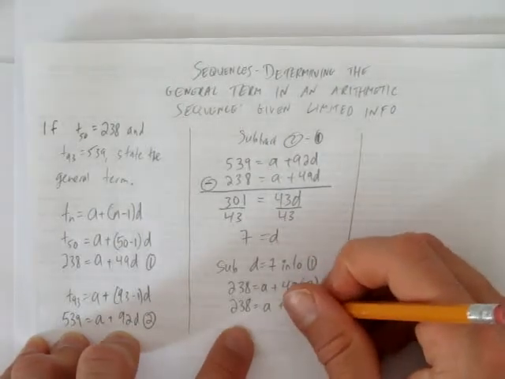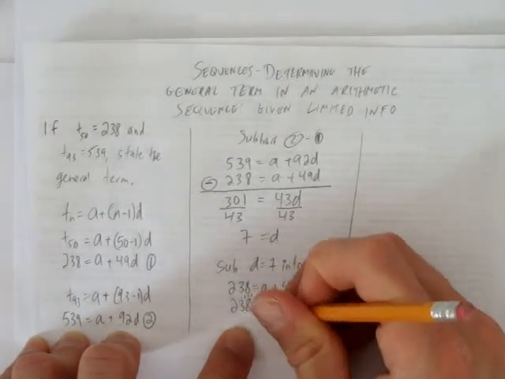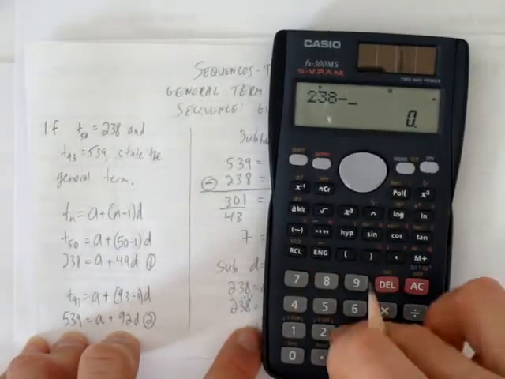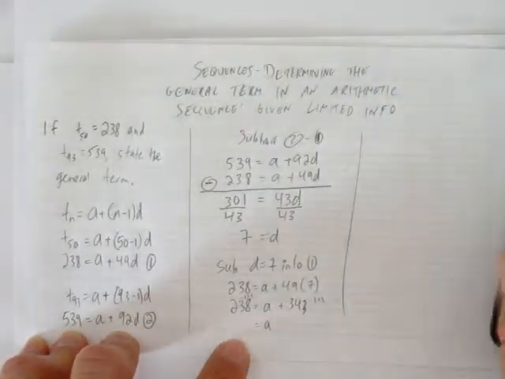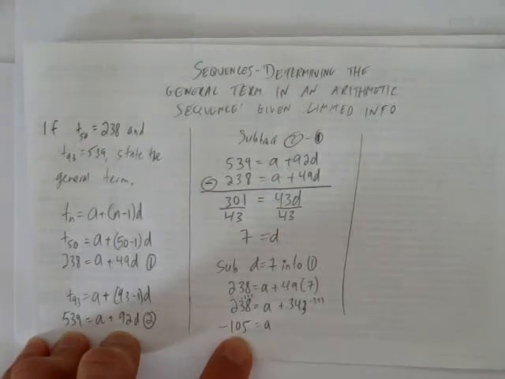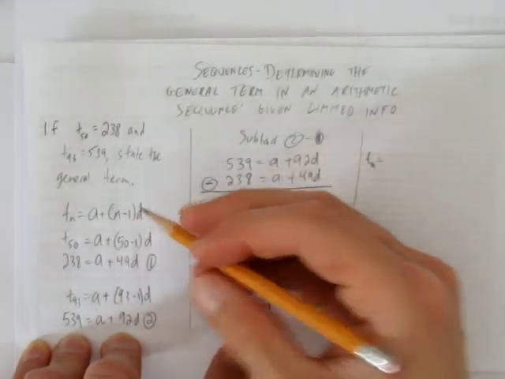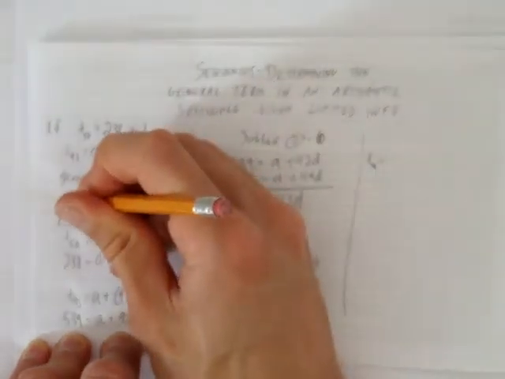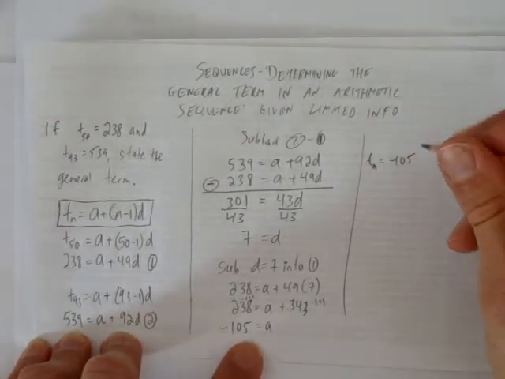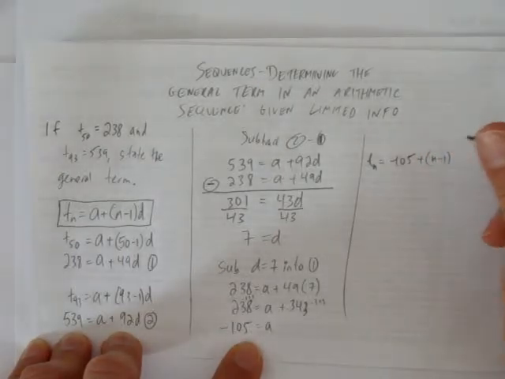And how do you get a by itself? Simply by doing the opposite of what's happening to a. It's a plus 343, so I'll subtract 343 both sides. And a equals 238 minus 343. So a equals negative 105. Our goal was to get the general term. So what's the general term? Tn equals, we'll use this formula, put a nice box around it. Except now I'm going to fill in the parts because I know a is negative 105 plus n minus 1, and I'll leave that. That's my variable for this equation.